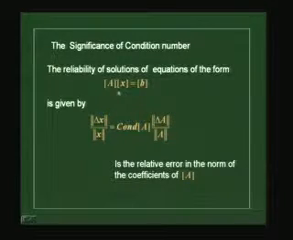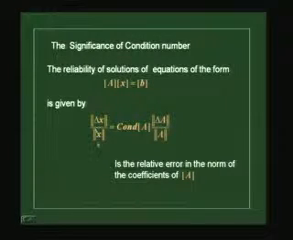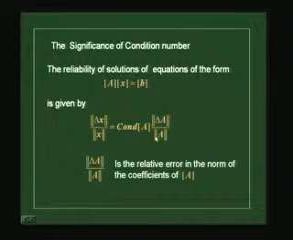So that's what we are interested in looking at, right? We can see that delta x by x is given by the condition number of A into delta A by A. That's the reliability of the solutions. Delta x by x is the deviation from the actual solution. So we got an x, and delta x by x is the relative error in x. That is equal to the condition number of A into delta A by A, where delta A by A is the relative error in the norm of the coefficients of the matrix A. Now that's the connection.